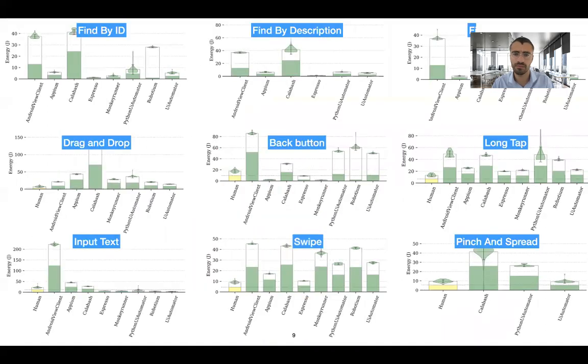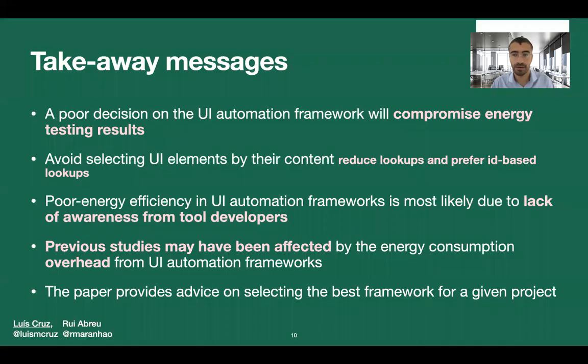We did the same for all the other interactions and helper methods. If you want to know more about it, please check the paper. Since we don't have time to go over all the other interactions, here are the takeaway messages that we want to spread with our work. First, we want to show that the UI framework can compromise the energy testing results.